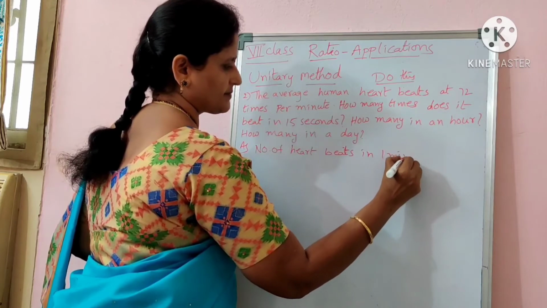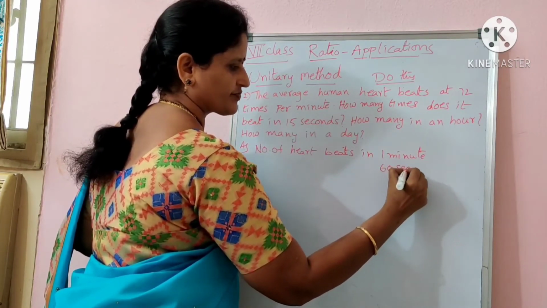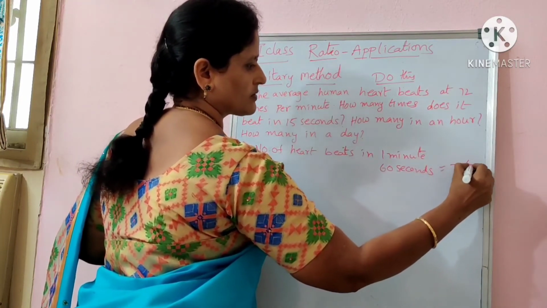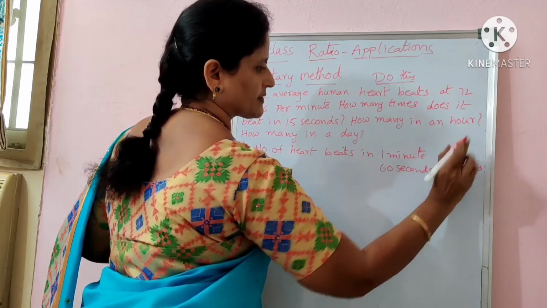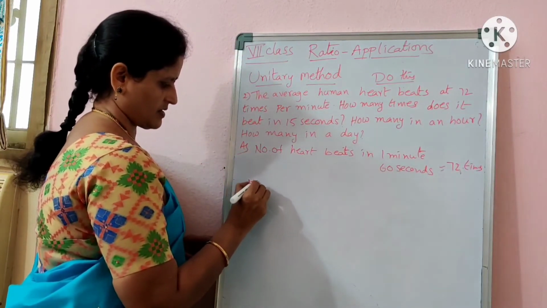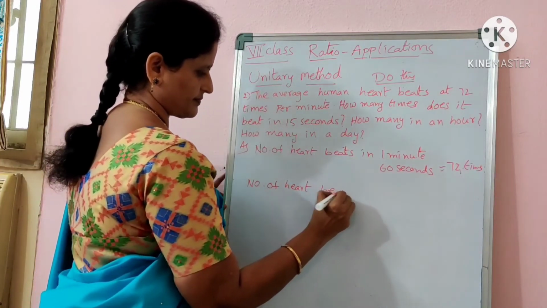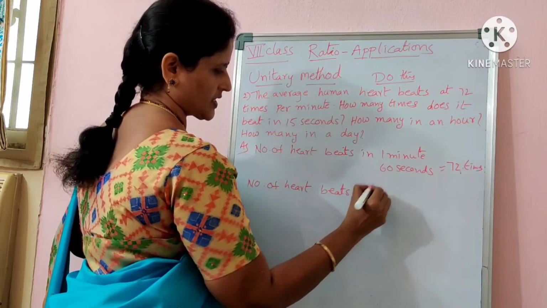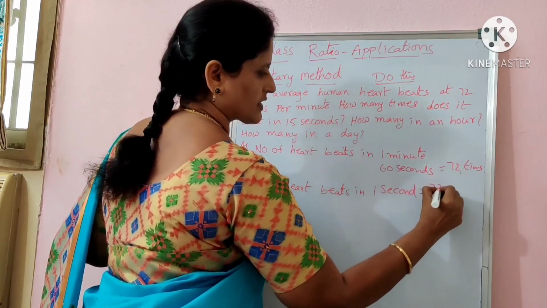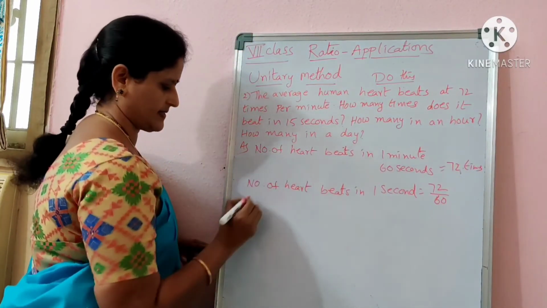One minute, which means 60 seconds, is equal to 72 times. Number of heartbeats in 1 second is equal to 72 by 60 times.